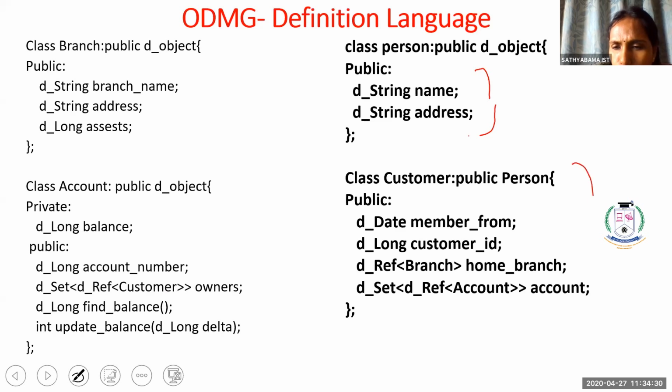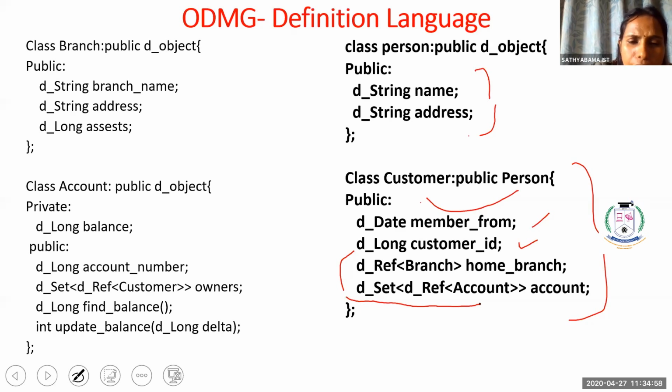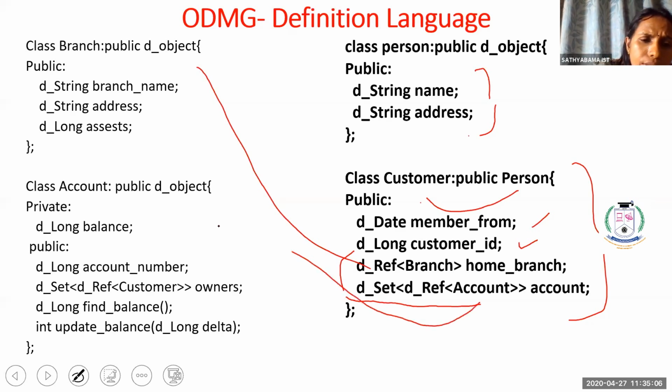And coming to here, we also have some relational representations, or association, or relational mapping. See, for example, inside the customer: the customer is derived from the person class, and here we also have a data member or attribute called member form, and also customer ID. The very important thing is that we have two associations, between the branch and the customer, and also between account and customer, vice versa.